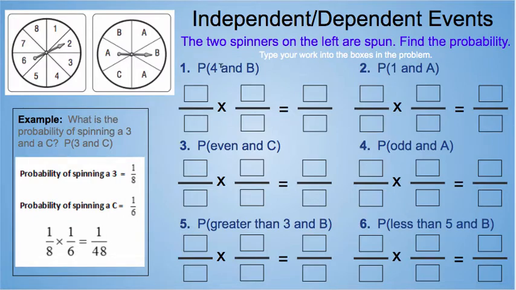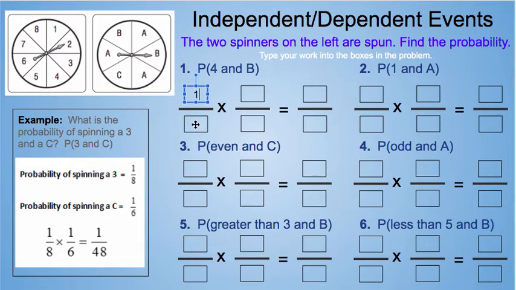So let's look at our next example, the probability of a 4 and a B. For this one, you can either write out your work on your own sheet of paper, or you can actually just click right on the boxes and type the things in. So first we want to do the probability of a 4. There's one 4 out of 8 possibilities. So that would be a 1 out of 8.